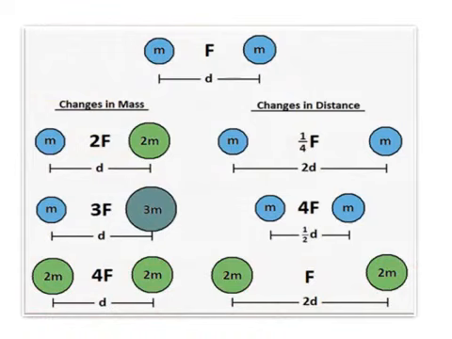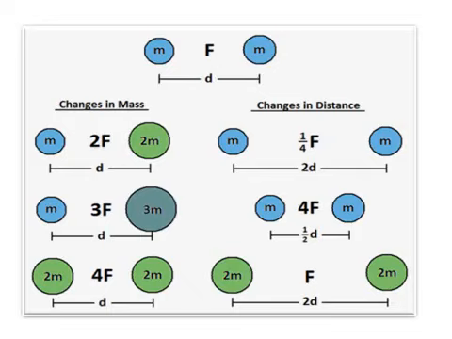Children, this slide gives you the comparison of the values of F when the masses are altered and the distances are altered. So you find the various diagrams here. Let me explain one by one. Take the first picture. So you have equal masses m and m on left and right, separated by a distance d.